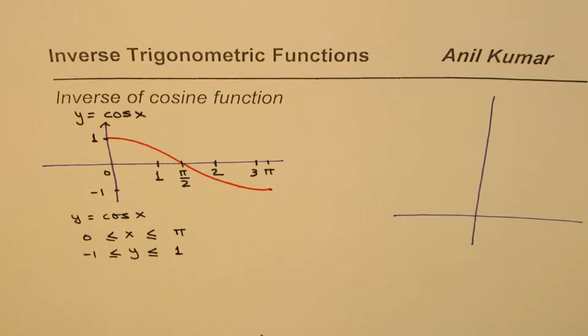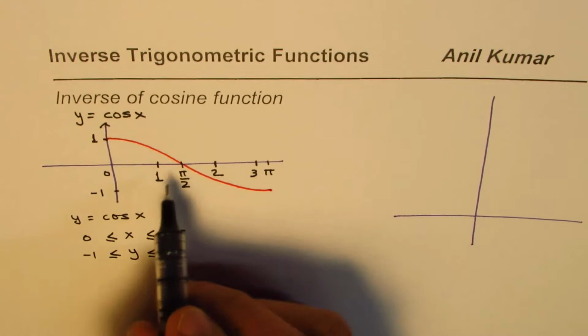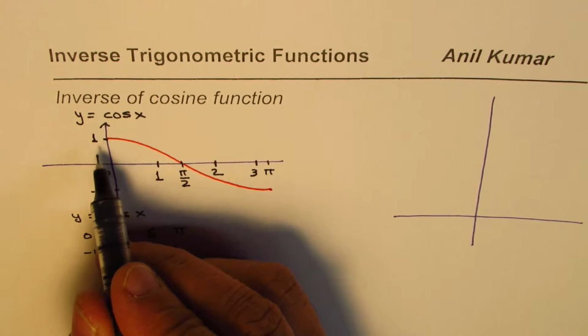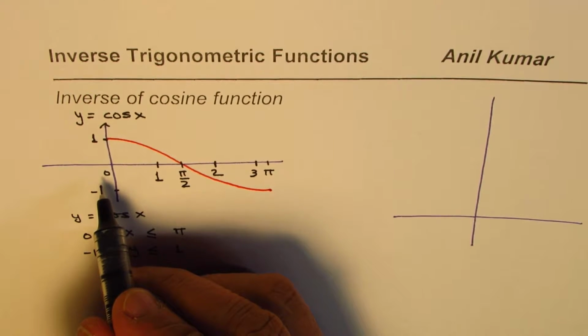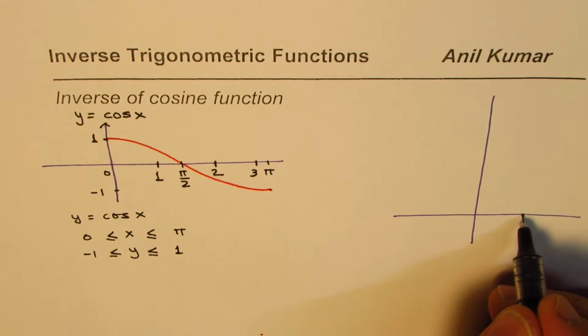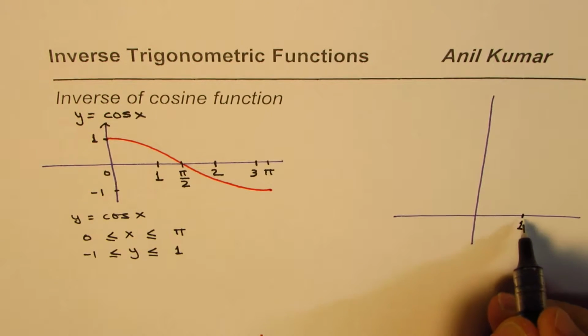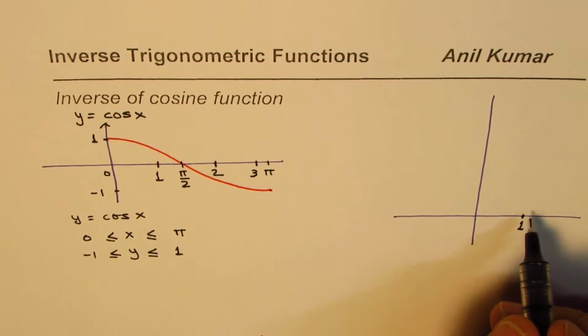So the scale will be, so this point, for example, at 0, 1 will be 1, 0, right? So this will be 1, 0. So at 1 we will have 0. So that is where this point will be. This is at 1, 0.